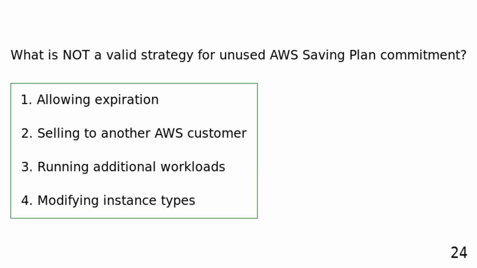What is not a valid strategy for unused AWS saving plan commitment? Allowing expiration. Selling to another AWS customer. Running additional workloads. Modifying instance types.